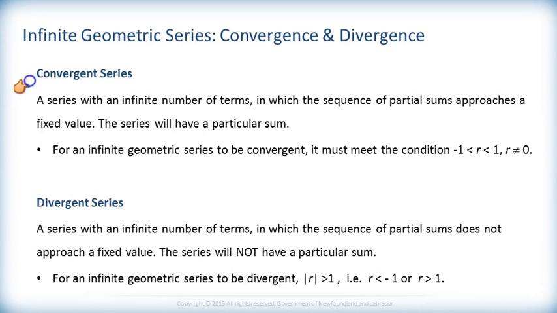So a convergent series is a series with an infinite number of terms in which the sequence of partial sums approaches a fixed value. The series will have a particular sum, and it must meet that condition: -1 less than the r value, less than 1, of course the r value can't be 0. Otherwise, it's divergent is the term. In other words, it will fail this test here, and the r value will be less than -1 or greater than 1.